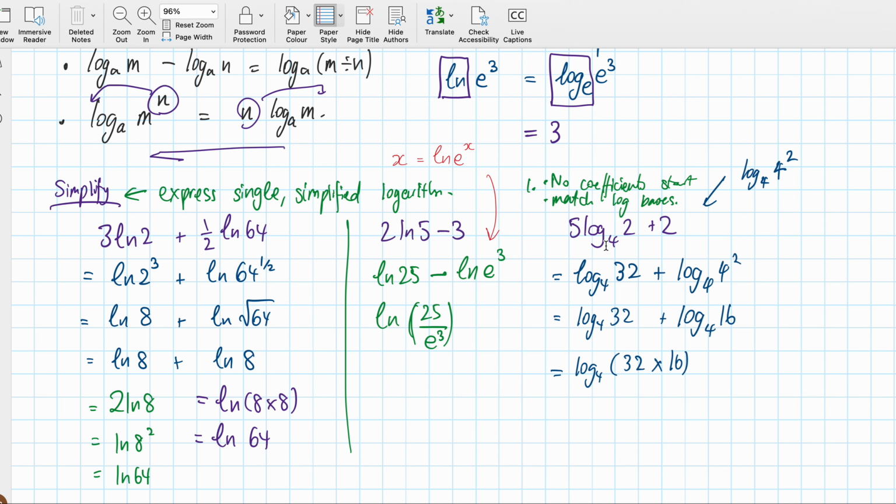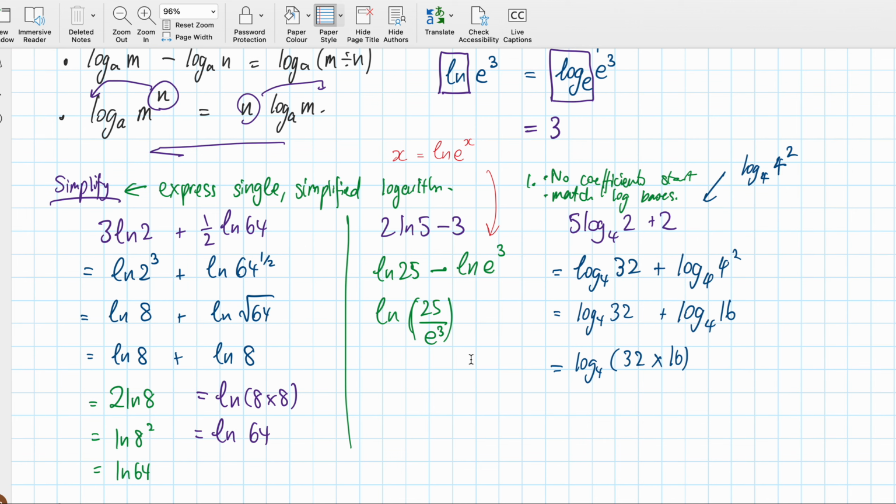The last one over here is another one to practice. Log base 4 of 2 to the 5. I've gone straight to the answer here. 2 to the 5 is 32. And then 2 would be expressed as, well, it's base 4, so we have to match the bases. So it'll be log base 4 of 4 squared. Let's evaluate these. 4 squared is 16, and then our answer will be log base 4 of, using the first log law, 32 times 16. So there we go.